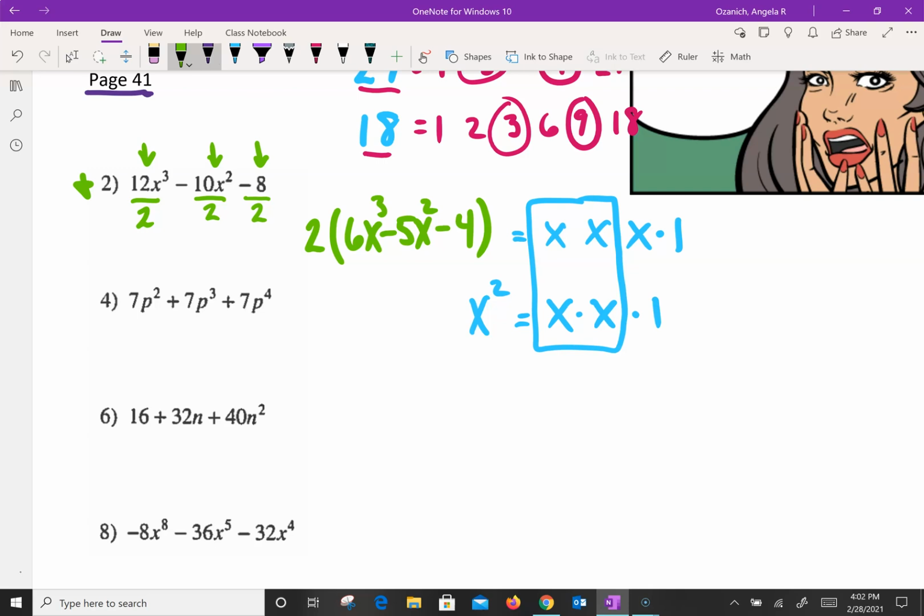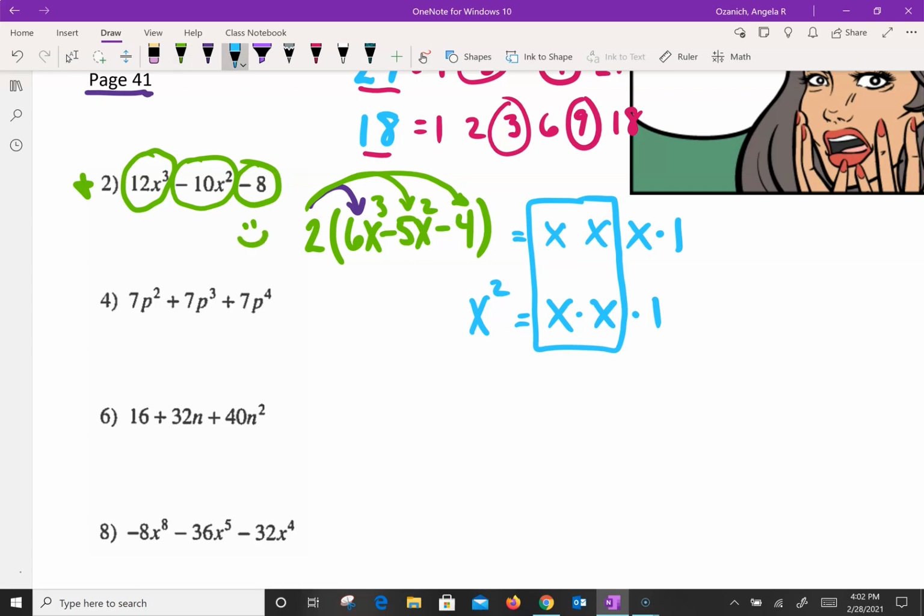don't forget that you can always check to see if you factored correctly by multiplying back through. So if you did 2 times 6x cubed, that would be, oh yeah, that would be my 12x cubed right here. Perfect. If I did 2 times my minus 5x squared, that would be my minus 10x squared. That's looking good so far. If I do 2 times my negative 4, that should be negative 8. Oh yeah, there it is right there. So you have factored correctly.